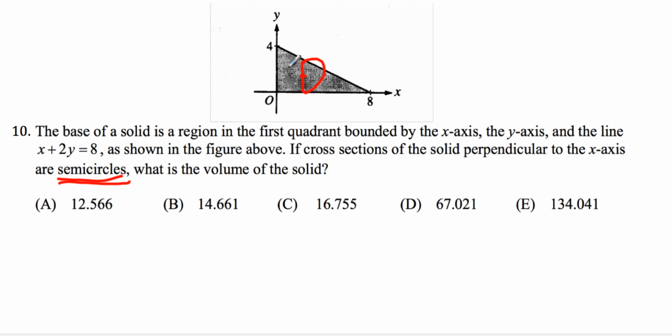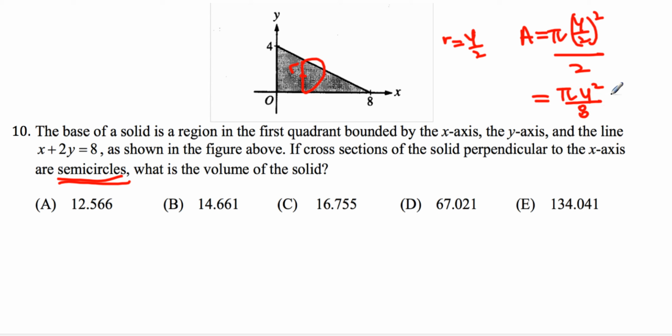So in order for us to get the radius, r is equal to y over 2, and then to get the area of the semicircle, area must be pi times y over 2, squared, but that's the whole circle, so we have to divide that by 2, which means pi y squared over 8 is the area of each semicircle.